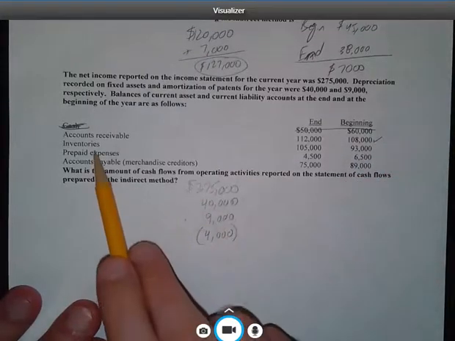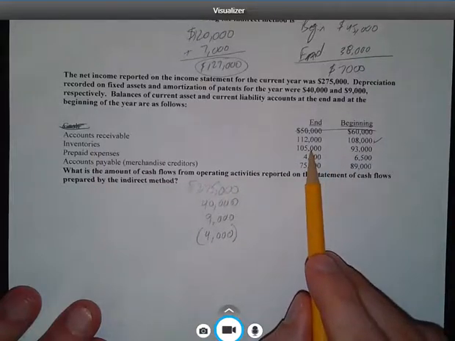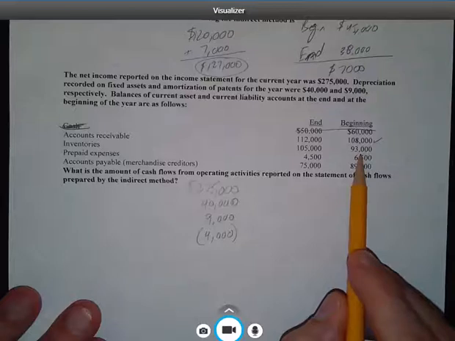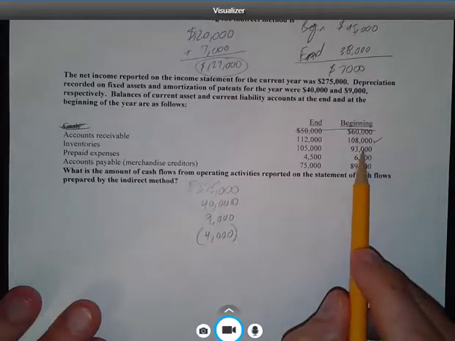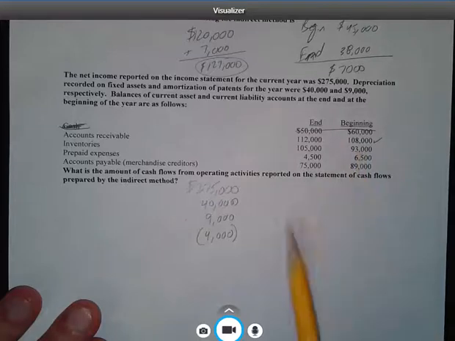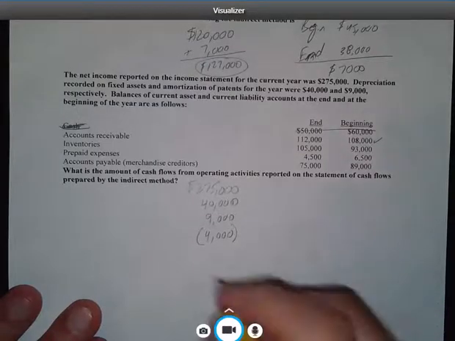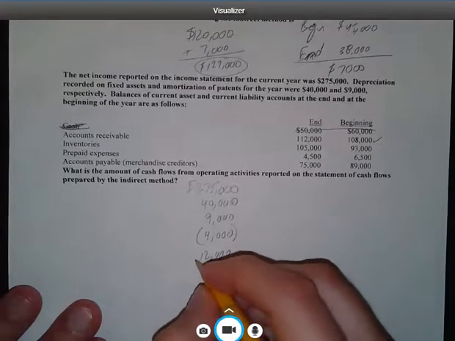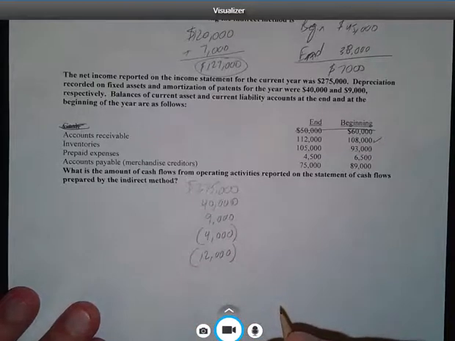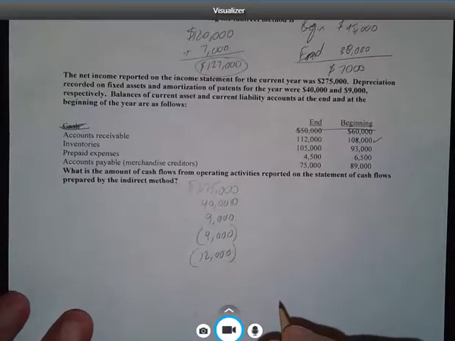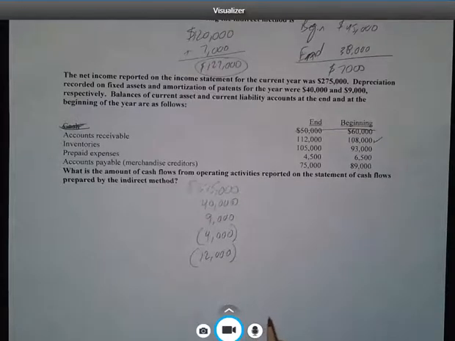What's the next item? It says inventories. Ending amount was 105,000. Beginning amount is 93,000. Well, this is the exact same thing. The asset has gone up, so this extra $12,000 here is cash that we have spent. Our inventory has gone up. We haven't sold that stuff yet. This is the exact same situation as the accounts receivable. It's a $12,000 subtraction, or negative adjustment, to net income.